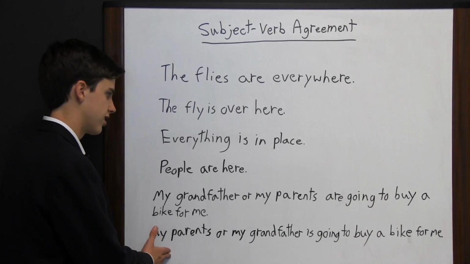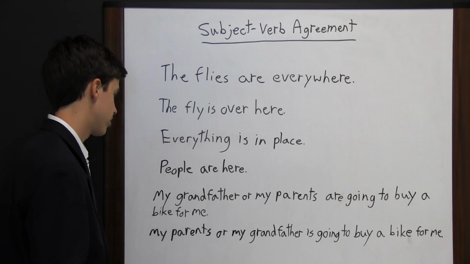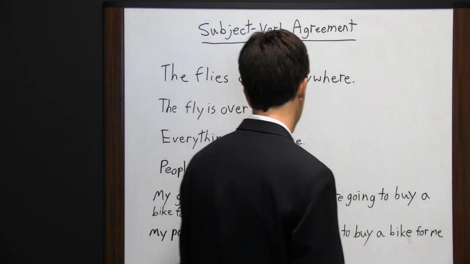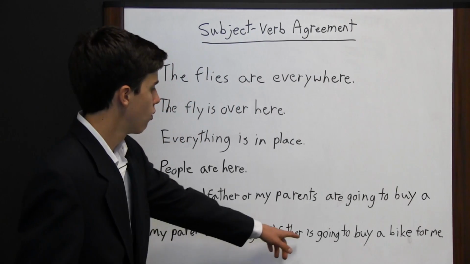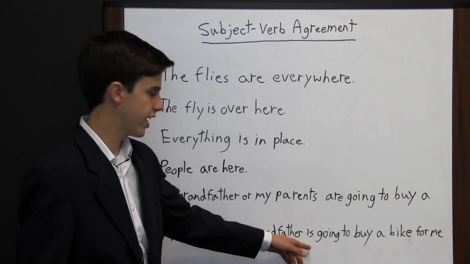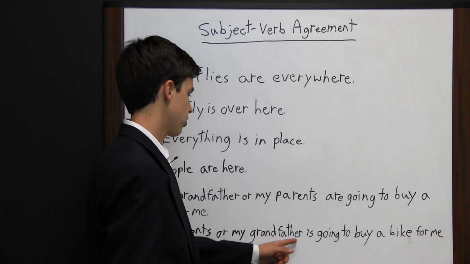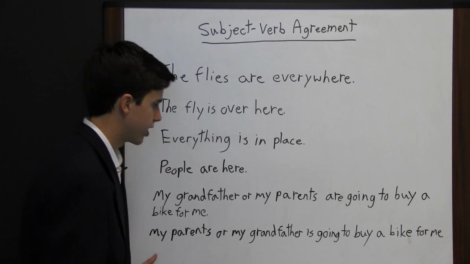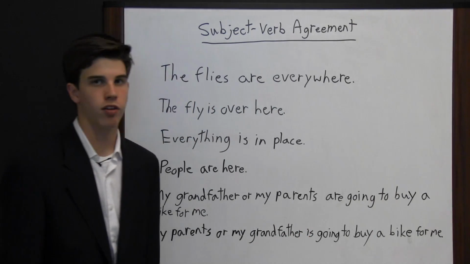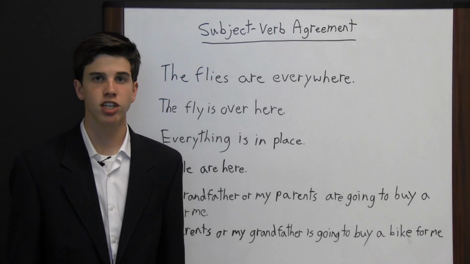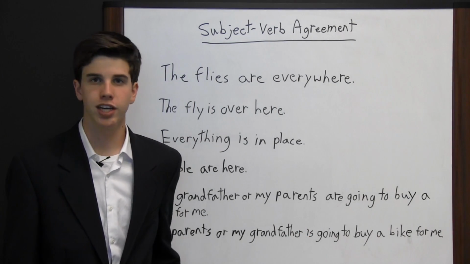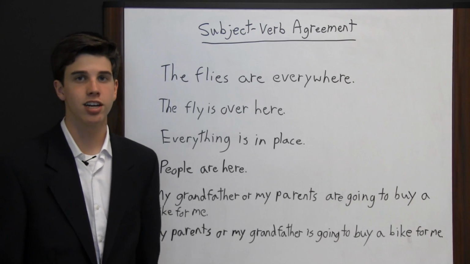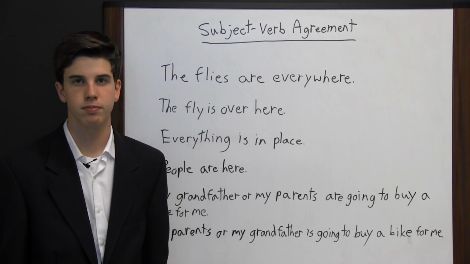So this sentence is the same sentence up here, just reversed. My parents or my grandfather is going to buy a bike for me. So here, we use the singular form of this verb, "is," because "grandfather" is closest to the verb, and "grandfather" is singular. "Parents," again, is still plural, but it's farther away from the verb than "grandfather" is. So the important thing is make sure your subject and verb agree in the number they are referring to, and that'll help you make your writing easier to understand on the reader's part.